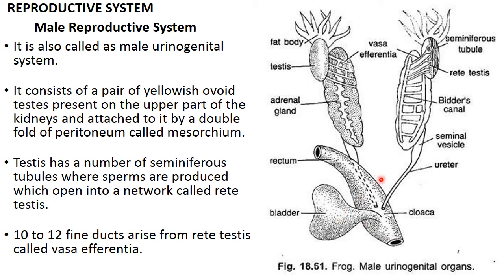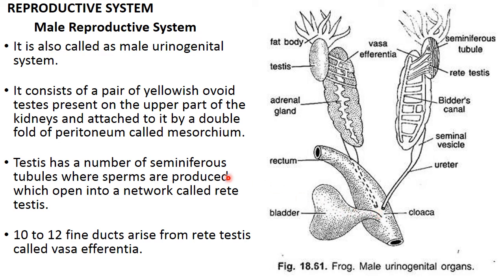So if you are asked about the pathway of the sperms, अब pathway of the sperms क्या होगा, seminiferous tubule से कहाँ जाएगा, रिटी टेस्टिस में, फिर कहाँ जाएगा, वाजा एफ्रेंशिया में, फिर कहाँ जाएगा, बिडर्स कनाल में, फिर कहाँ जाएगा, सेमाइनल वेसिकल में, फिर यूरेटर और the urinogenital duct, and then the cloaca. So this is the passage of the sperms in the male reproductive system.